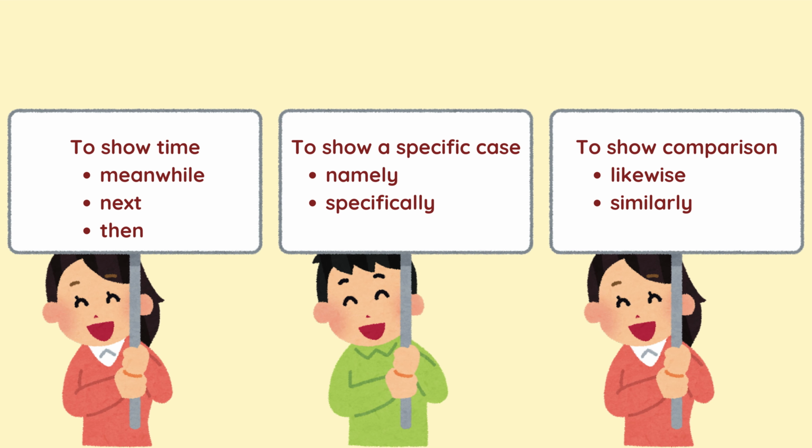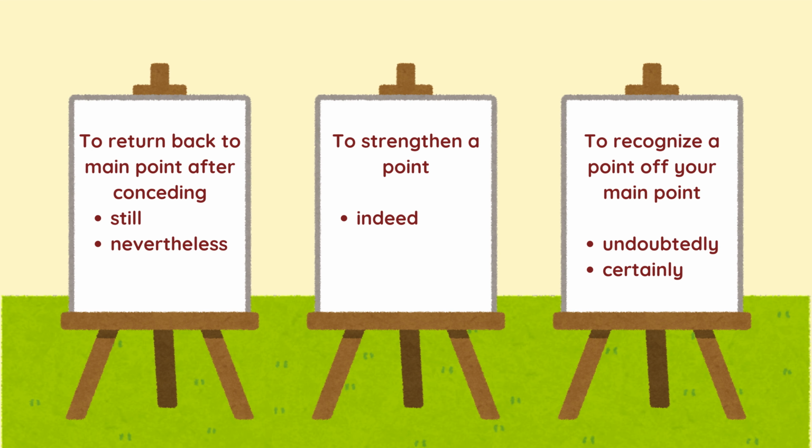To show specific case, use namely and specifically. To show similarity, use likewise, similarly. Now, to return back to main point after conceding, use still, nevertheless. To strengthen a point, use indeed. To recognize a point off your main point, you can use undoubtedly, certainly.